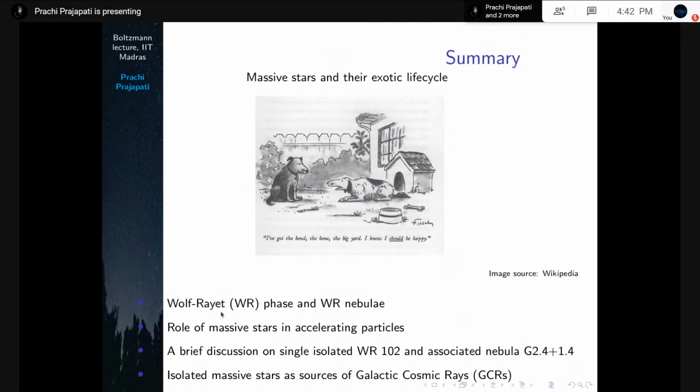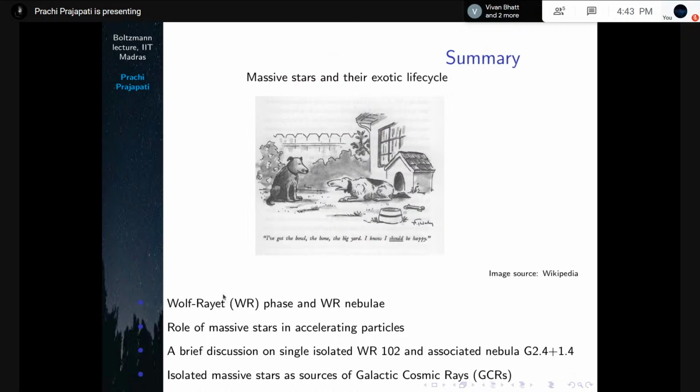Summarizing the talk, first I talked about massive stars and their exotic life cycle. Generally, it's like the analogy of poor people and rich people. Massive stars are the richest, with very hot temperatures and strong stellar winds, but they live for a very short time, whereas the poor stars, like sun-like low-mass stars, evolve quite peacefully and live for a longer period.